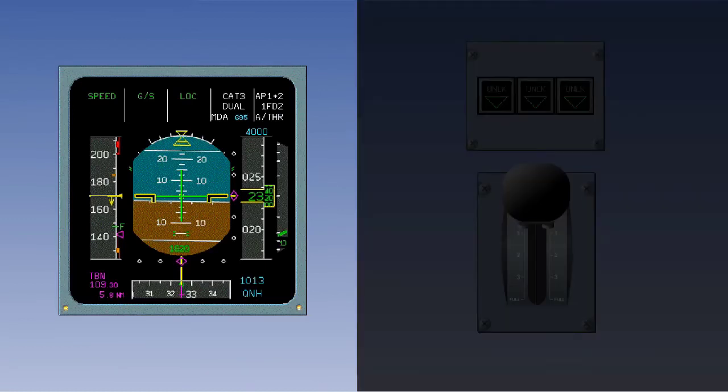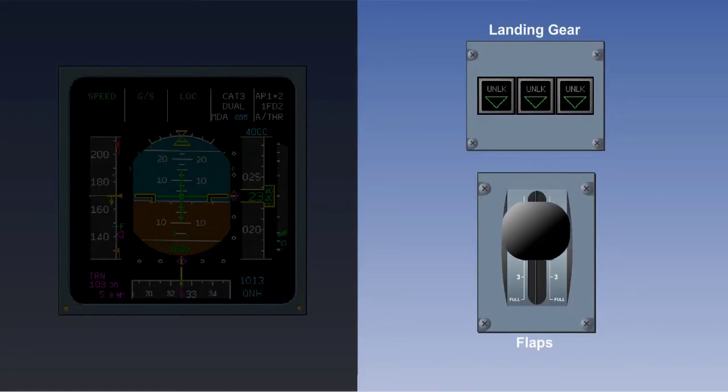The system is inhibited in flight whenever the glide slope is captured or landing flaps are selected with the gear down.